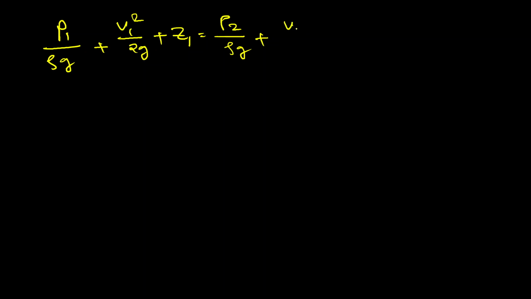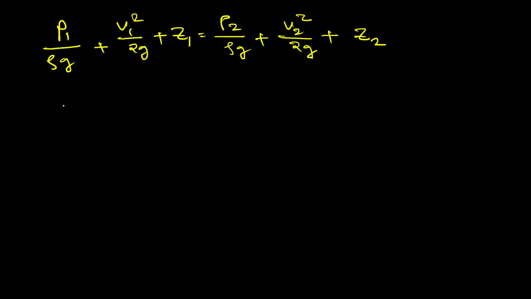P1 upon rho g plus v1 squared upon 2g plus z1 is equal to p2 upon rho g plus v2 squared upon 2g plus z2.